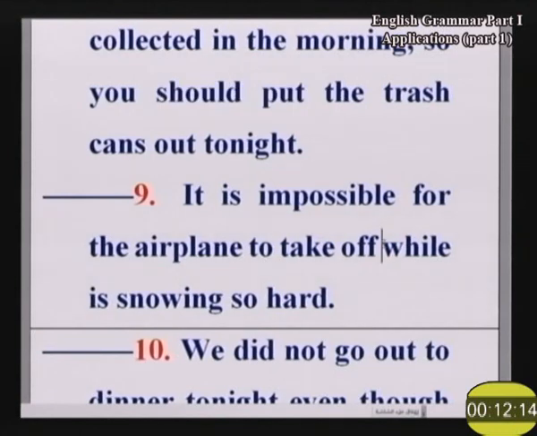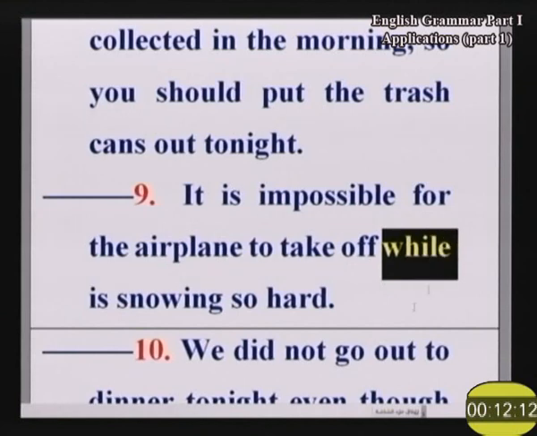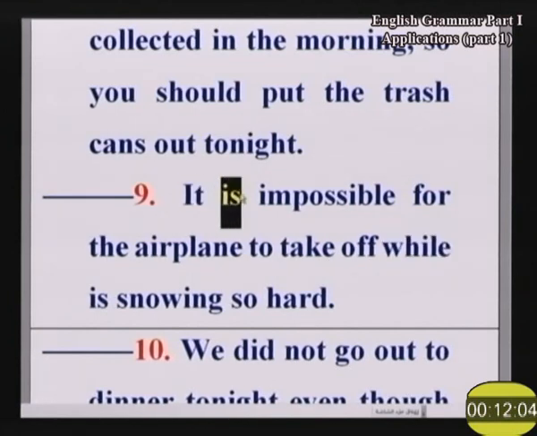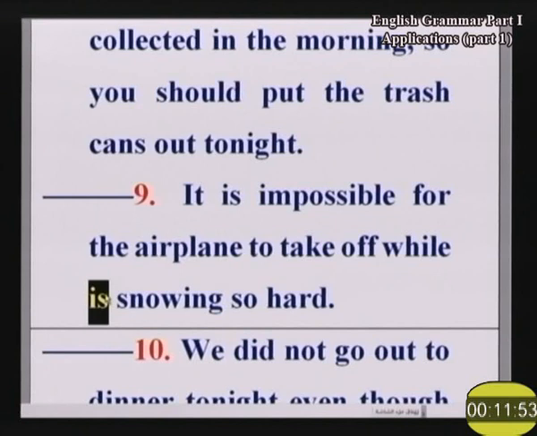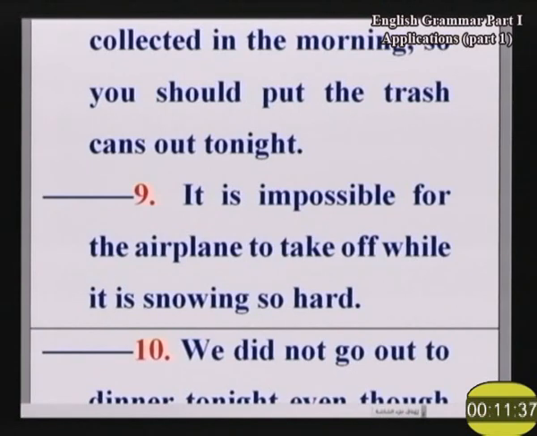While is the connector, so a subject and verb should come after it. Let's look first: it is the subject, is the verb, while the connector, is the verb. So I need a subject here. This sentence is wrong because it has no subject. So I can say, It is impossible for the airplane to take off. It's hard for the plane to take off. While, I'll add the subject I don't have: it is snowing so hard. Okay.